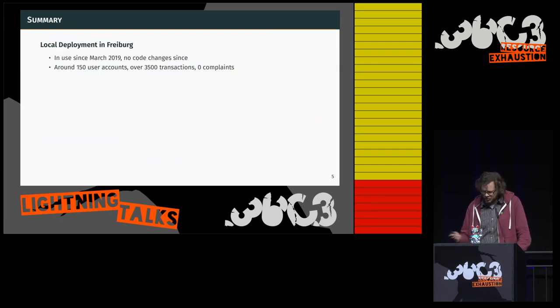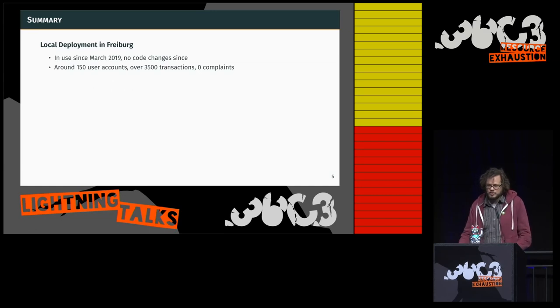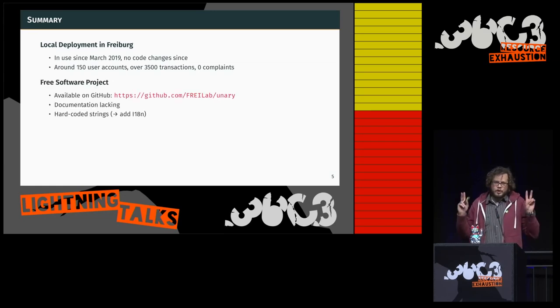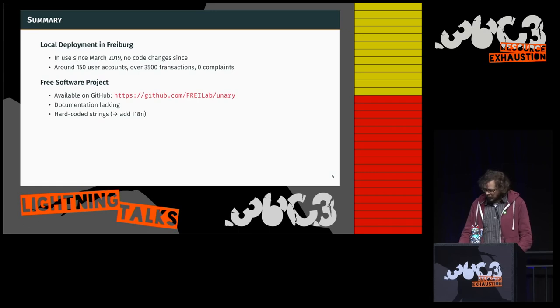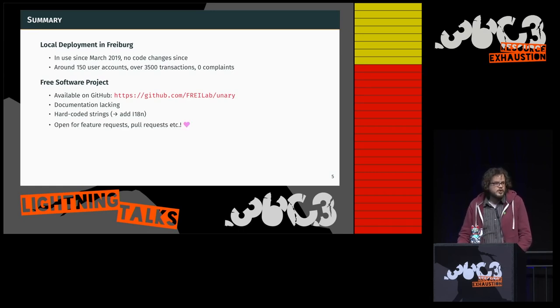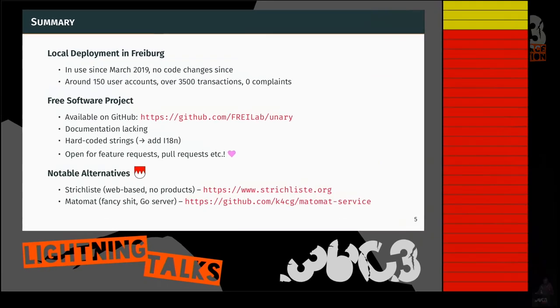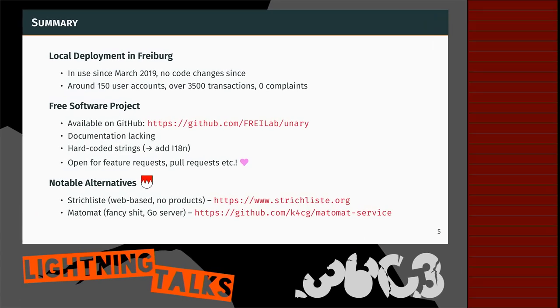So in Freiburg, this system already runs for almost a year with no complaints. It's only 1,000 lines of code, so there's not much that can go wrong. But it's still in a works-for-me state. So I'm very happy to put this to the next level, and I'm very happy to get feature requests, people who would like to employ this too, or also change it and make it more sustainable. And there are also some alternatives you might want to look at.